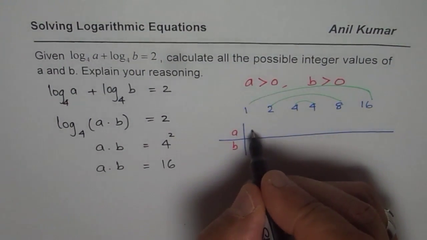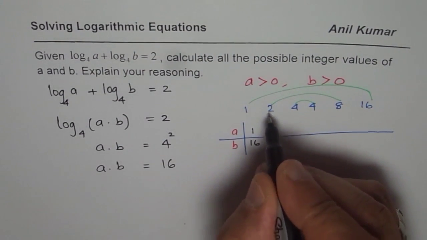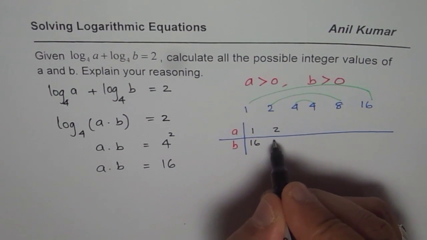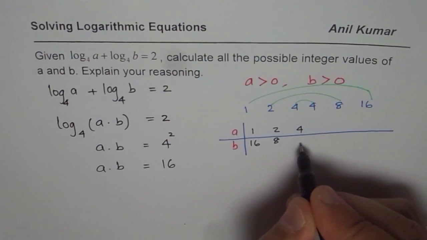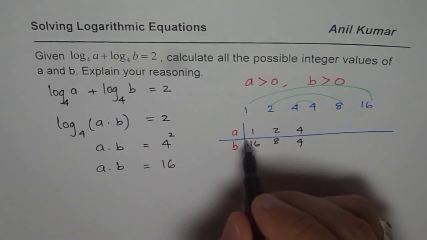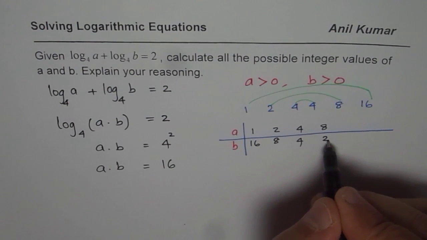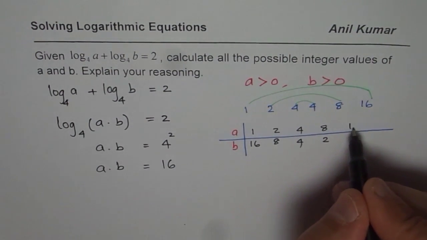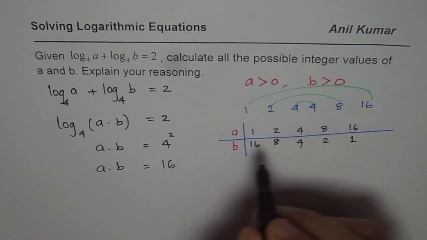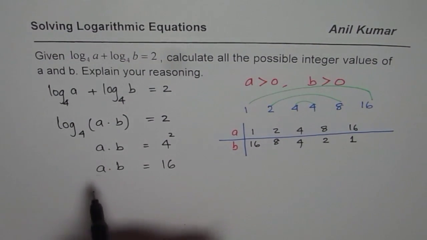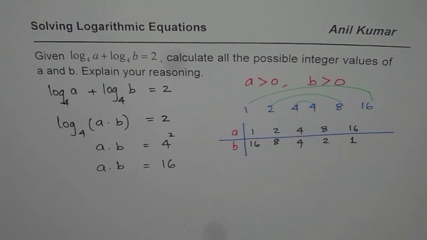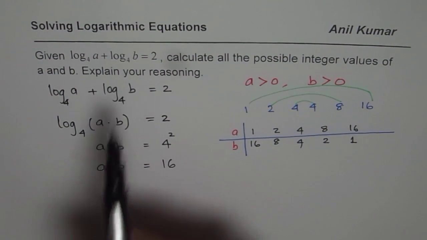So if I take 1 as a, b should be 16. If I take 2, then b should be 8. If I take 4, both should be 4, right? If I take a as 8, in that case b should be 2. And if I take a as 16, in that case b should be 1. So these are the coordinate pairs which will help us get a and b so that we get the product as 16, or solve the question, right?